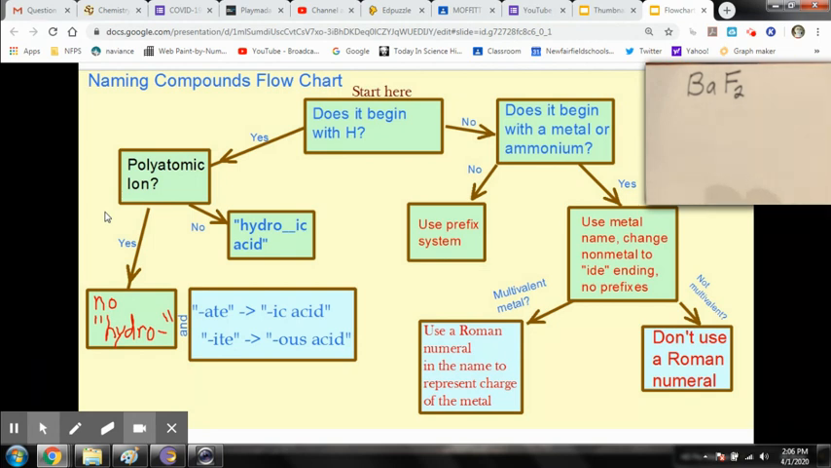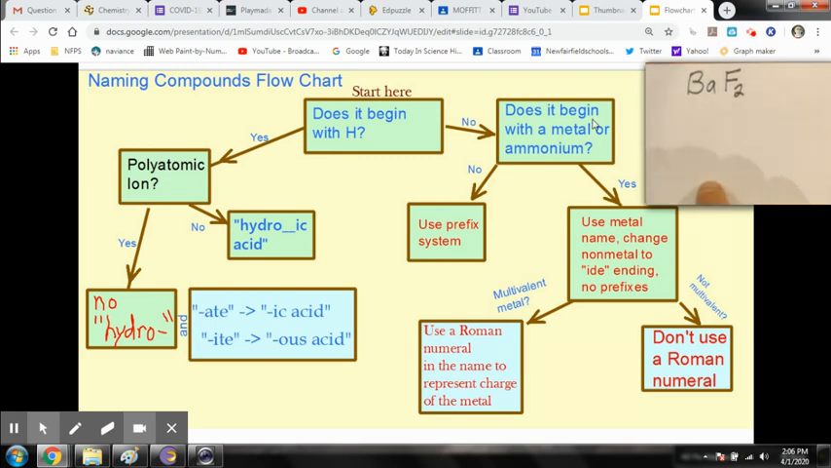So here we have a nice formula, BaF2. Now you as a chemist, you don't want to call this BaF2. You'd want to speak the language of the chemists. You'd want to be able to walk the walk and talk the talk. So that's why being able to come up with the names is a great thing. So let's begin right here where it says start here. Does this formula begin with H? I don't think so. So let's go over there.